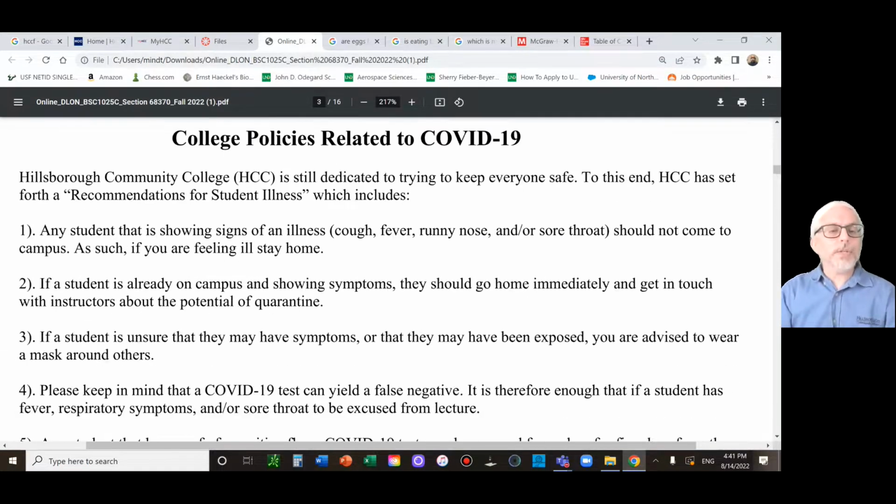Right, here's the COVID policy for HCC. This is from the college. This isn't something I wrote out. And the college said, here, this is what we want to have done. It's not gone, folks. It's not over in any way, shape, or form. There's indications it might come back.